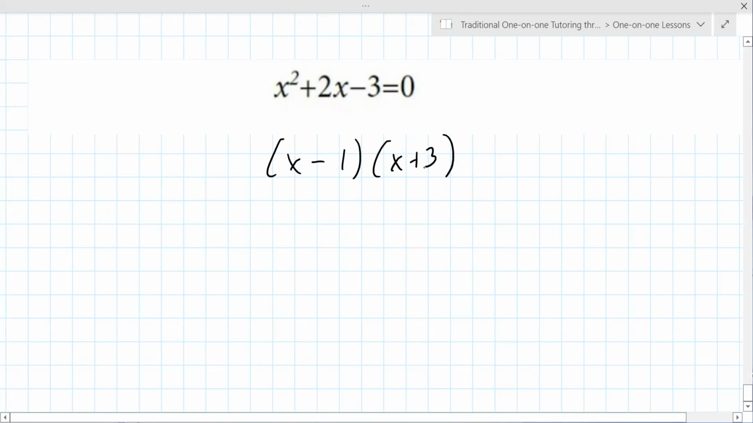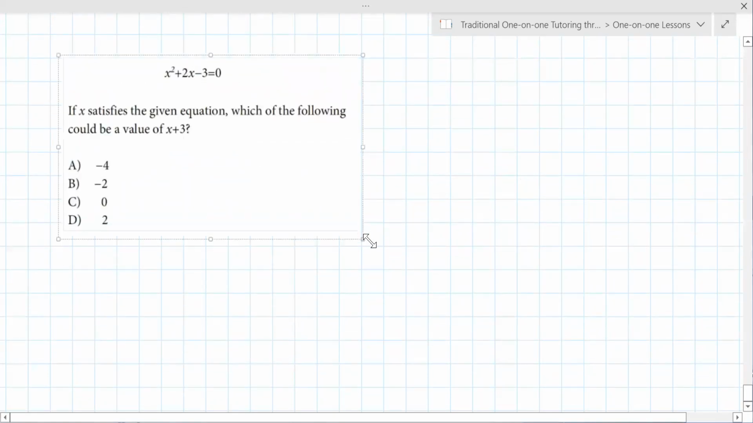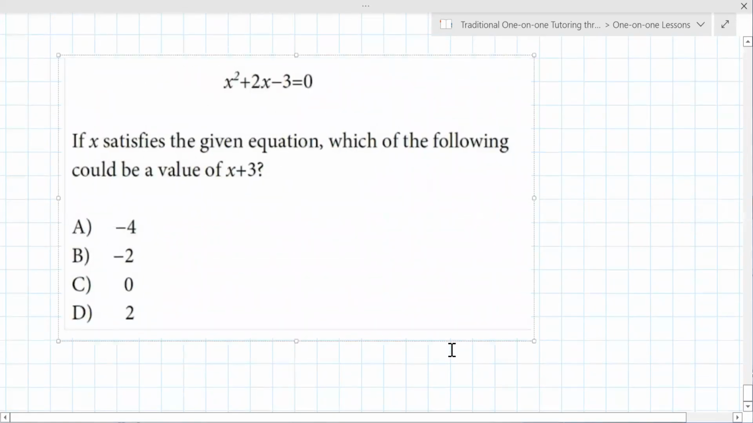Okay, now you would normally do what? What would you set each of these equal to? Well, you'd set them equal to 0 to get x is 1 and x is -3. All right. Now I'm going to give you the full question. We'll look at it together because there are some little nuances here. It says, if x satisfies the given equation, which of the following could be a value of x plus 3?